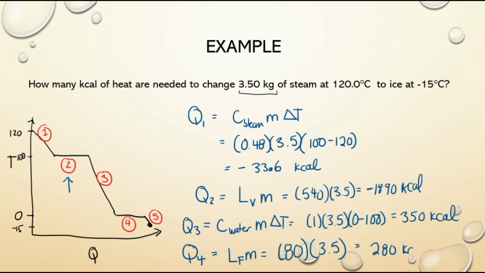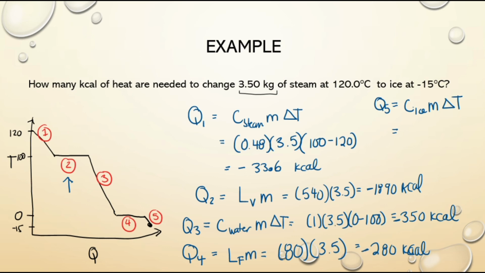280 kilocalories. And we're going to fit Q5 right over here. Q5 is when we are cooling in the ice state, so we use the specific heat of ice times the mass times a change in temperature. Oops, I forgot to make both of these negative. Q3, Q4, make them negative.